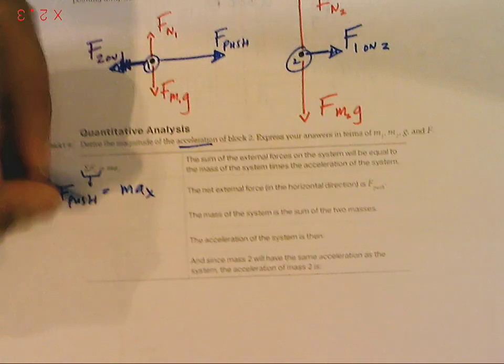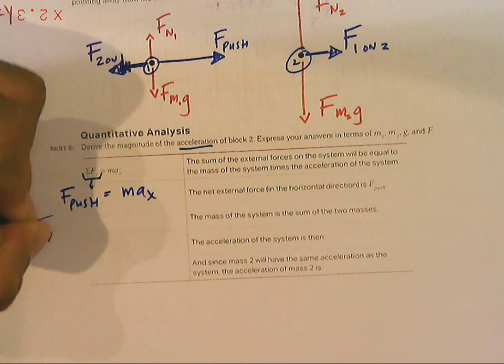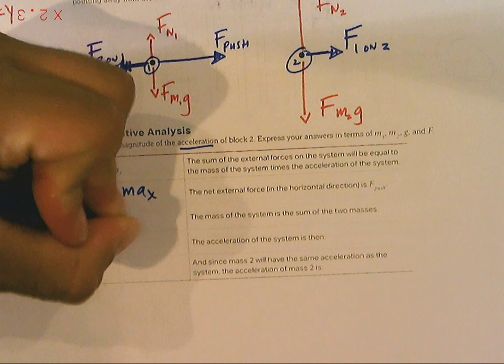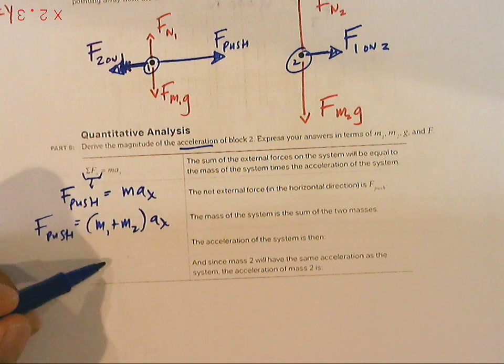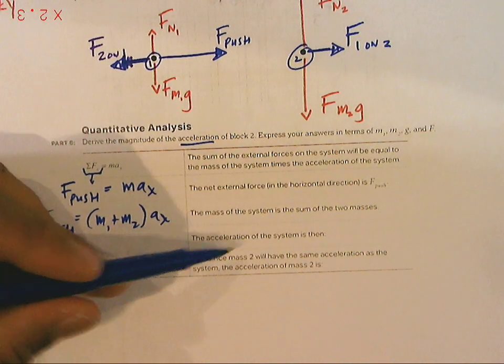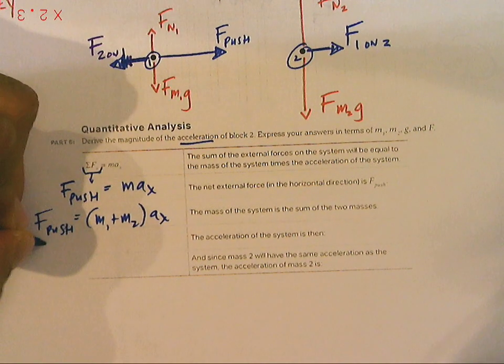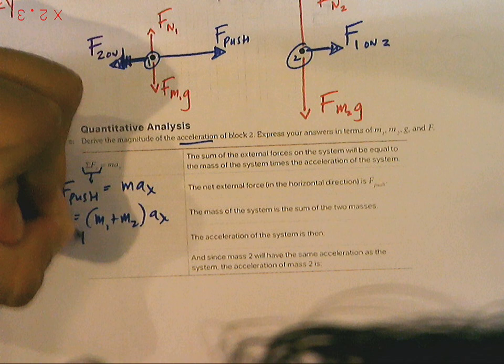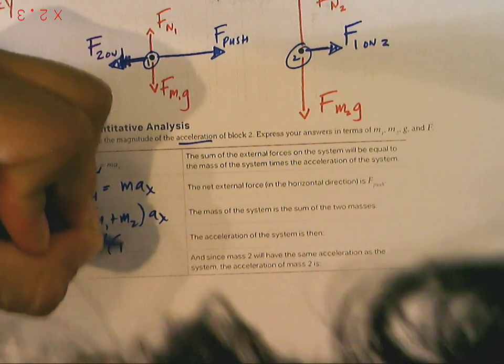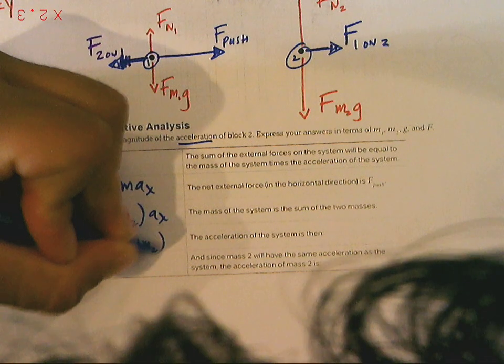Well, if we notice that, then we notice that the mass of this entire system being pushed is really the first mass plus the second mass, M1 plus M2. And so the acceleration of the system is then, if we rewrite this, a_x equals the F push, F_P now, divided by M1 plus M2. I'm going to rewrite this over here. a_x equals F push.